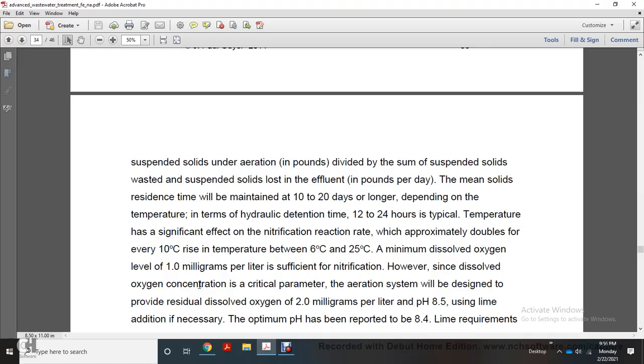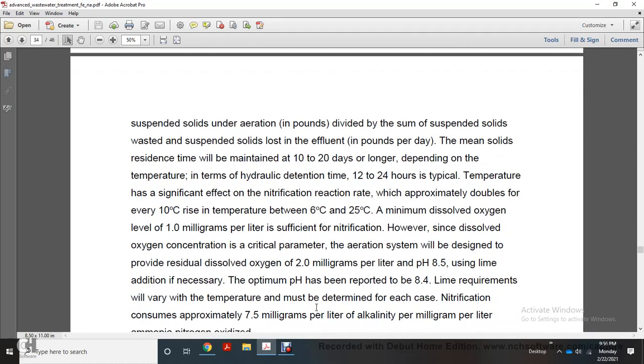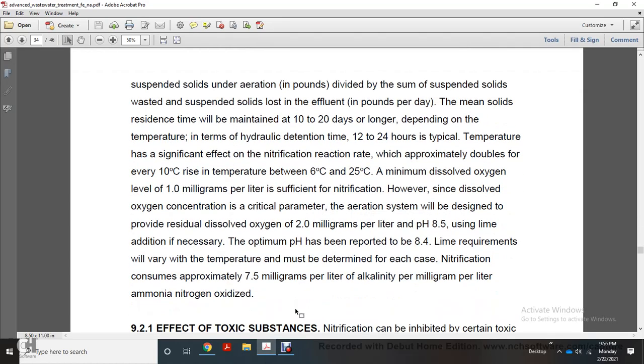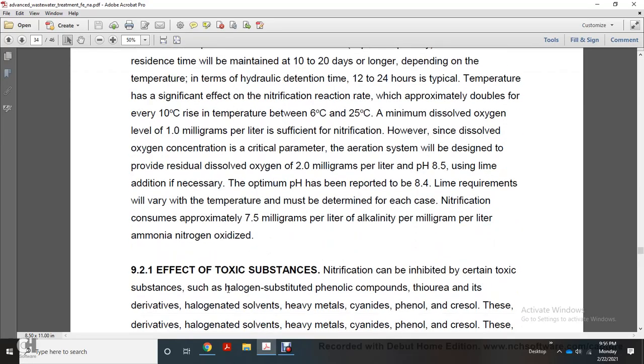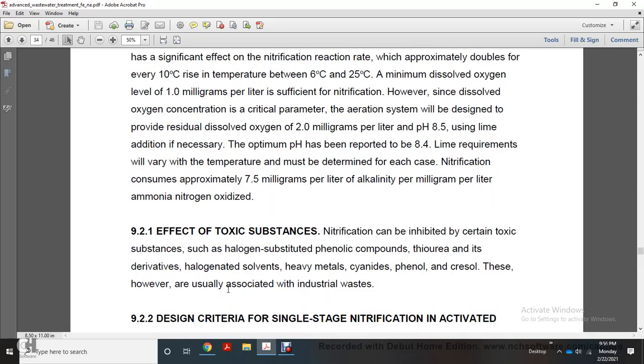However, dissolved oxygen concentration is a critical parameter, and the aeration system will be designed to provide a residual dissolved oxygen of 2.0 milligrams per liter. The pH should be 8.5 using lime addition. The optimum pH has been determined and reported as 8.4. Lime requirements vary and must be determined in each case. Nitrification consumes approximately 7.5 milligrams per liter of alkalinity per milligram per liter of ammonia nitrogen oxidized.